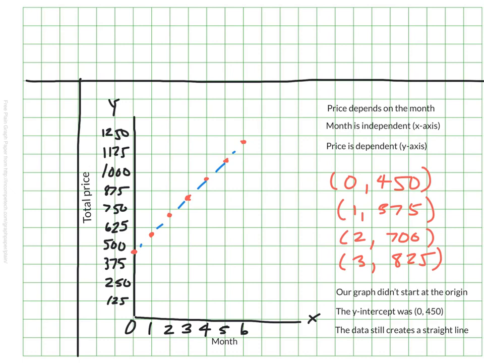So where this line hit the y-axis right here, we call the y-intercept. The y-intercept was not at the origin, it was at the point 0, 450, but the data still creates a straight line. And I'm actually going to go ahead and add a title to this since I didn't have it already. I always want my graphs to have a title.